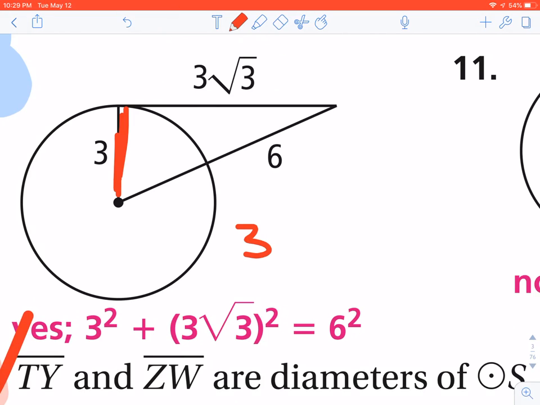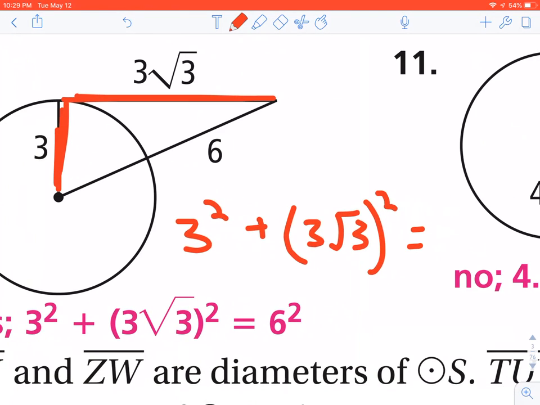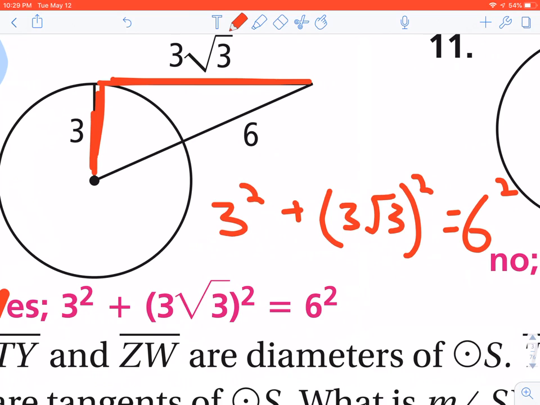We have a leg, 3 squared, plus this is our other leg because we are believing this to be the right angle. And that makes this side your hypotenuse. So we have 3 radical 3 squared is equal to 6 squared. And I also think perhaps another area where you might be getting stuck is some of you might think that from here to here is 3, making the entire hypotenuse 9.